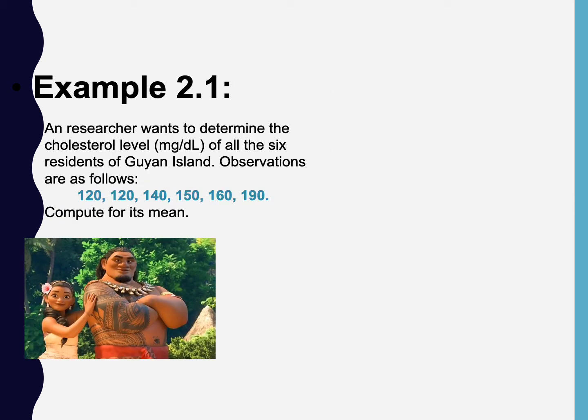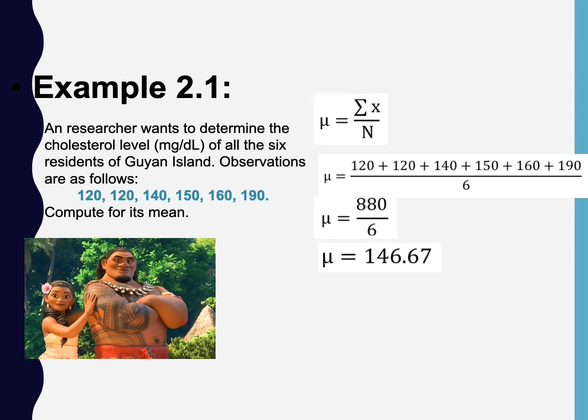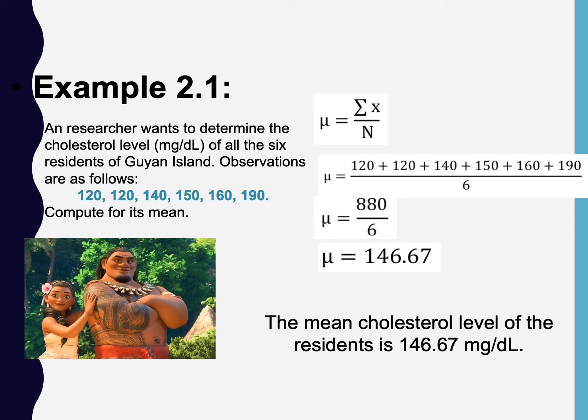Next example: a researcher wants to determine the cholesterol level of all 6 residents of Guyan Island. Observations are as follows. Compute for its mean. Now, take note that in this problem, you are taking into consideration all of the 6 residents, meaning the entire population of the island. So, you're getting the population mean. By solving the average, you will get 146.67, so the mean cholesterol level of the residents in Guyan Island is 146.67.